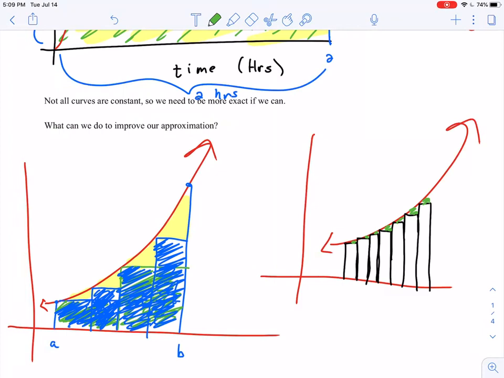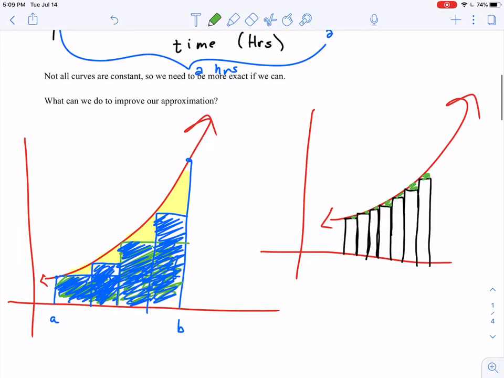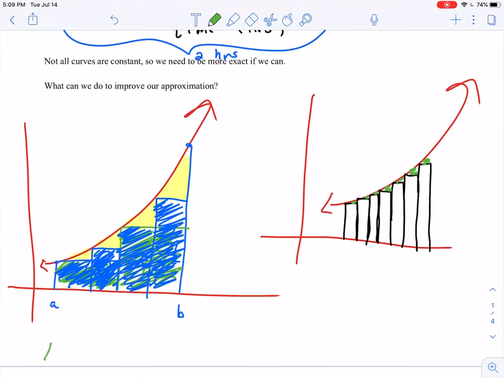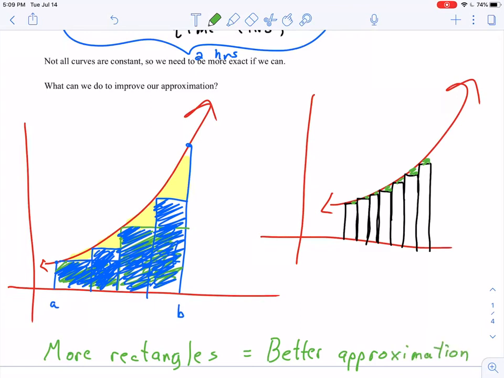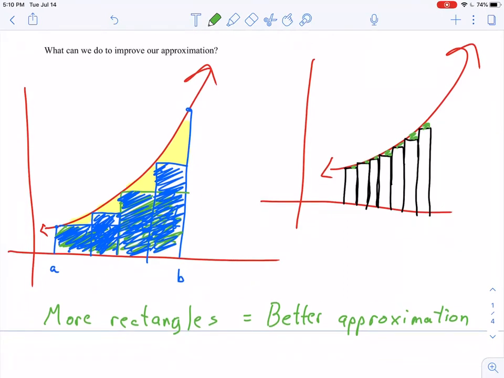What can we do to improve our approximation? The main idea is that if we add in more rectangles over the same interval, so if we're going from 1 to 2 and we add in twice as many rectangles, we are going to get a better approximation. And at the end of the day, it's still an approximation, but it's better. Right now we're thinking about how can we improve this approximation. And what we're going to do in this section is practice just this process of approximating the area under the curve.